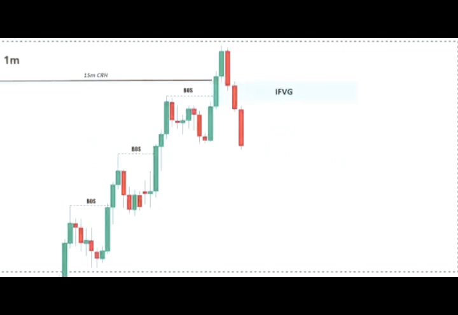Once the IFVG forms, it often acts as a new resistance level, giving us a strong area for a potential sell entry. And if a market structure shift happens at the same time, that adds another powerful layer of confluence and makes the setup even stronger. With these confirmations in place, we can expect price to retrace back into the IFVG, now acting as resistance, before continuing lower toward the next sell-side liquidity pool.